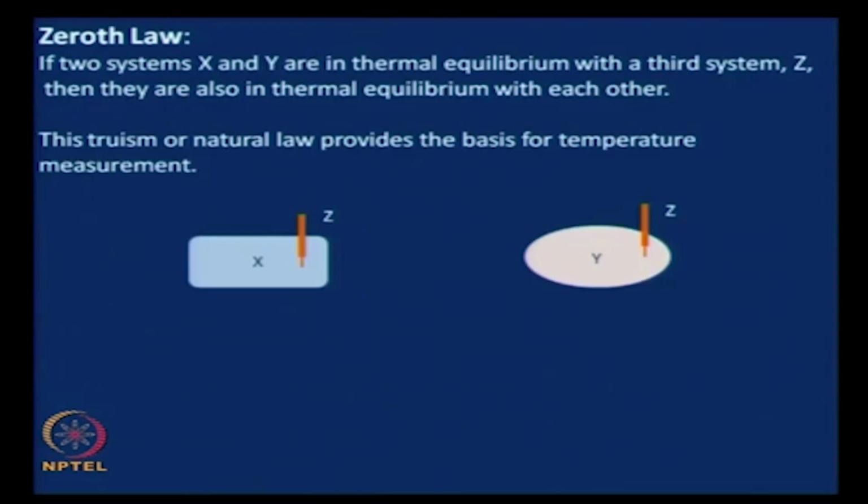This zeroth law actually provides the basis for temperature measurement, as it is shown here. This is the substance x or the system x, this is the system y, and they are individually in thermal equilibrium with the z here. The z is the thermometer which is used to measure the temperature of x or of y. If x is in thermal equilibrium with z and y is also in thermal equilibrium with z, then x and y are in thermal equilibrium with each other.